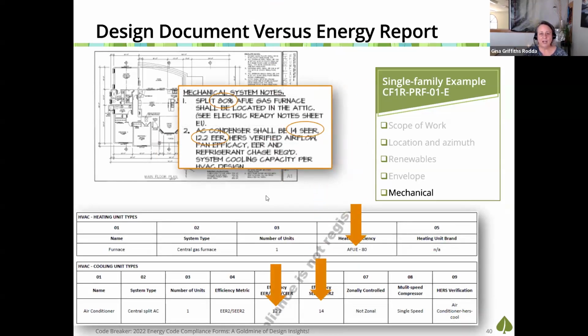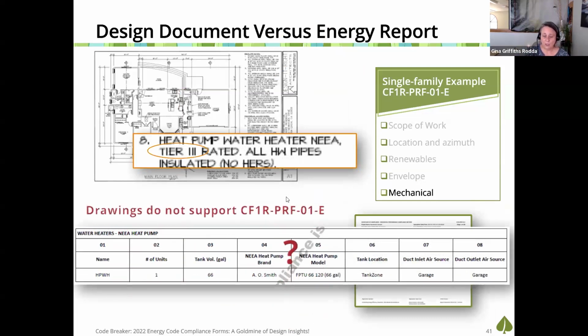When we move on to mechanical, hey, those efficiencies matter, but also the type of equipment. Here we see that they're doing a gas furnace. What if we looked at this CF1R and it said heat pump? Heat pump and gas furnace are not the same thing. And a heat pump is going to give us a completely different source energy score than a natural gas or even a propane gas furnace is going to. So please confirm the equipment type and the efficiency. Those are really going to matter.